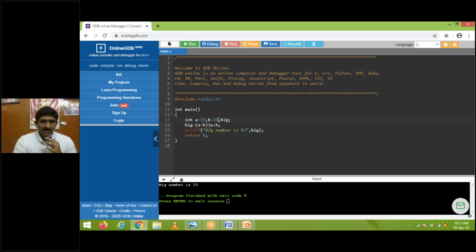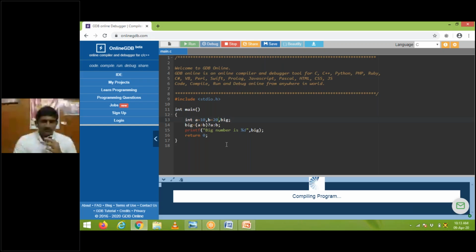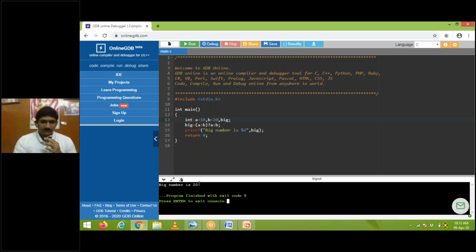10 is greater than 20. The condition is false. That means 10 is greater than 20 is not at all true. Now the b value is evaluated in big. So now I am running the program. Now the biggest number is 20. That means big number is 20 is printed on the output screen. This is the purpose of a conditional operator.